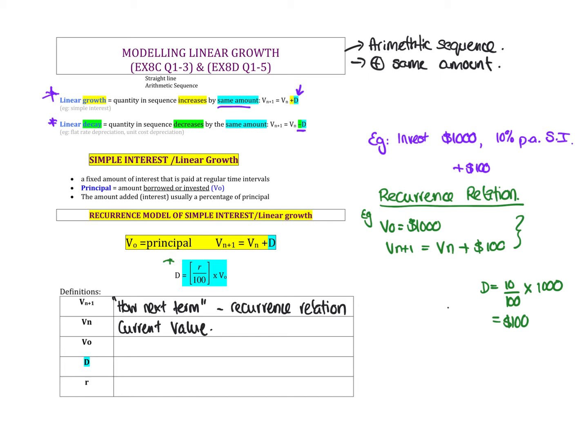Now V0 is the initial value. In finance, often the initial value is known as the principal. When they talk in banks, when you invest 1,000, that's your principal. What you initially start with is called your principal amount, okay? So that's the initial value. Now D is the amount being added, or subtracted if it's decay, we'll see. And you've calculated it from maybe a percentage.